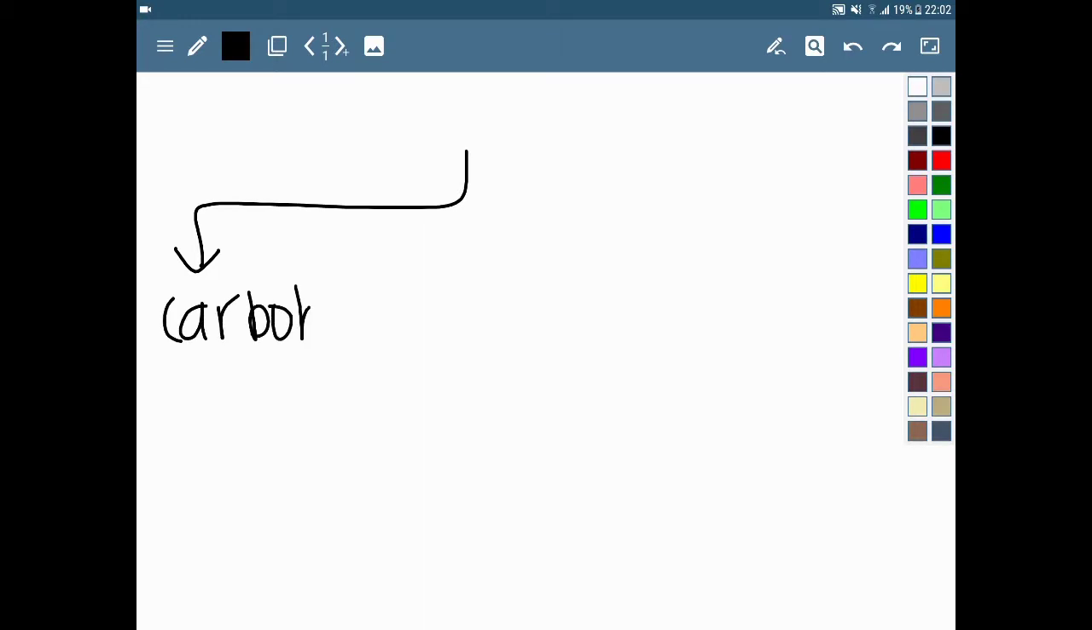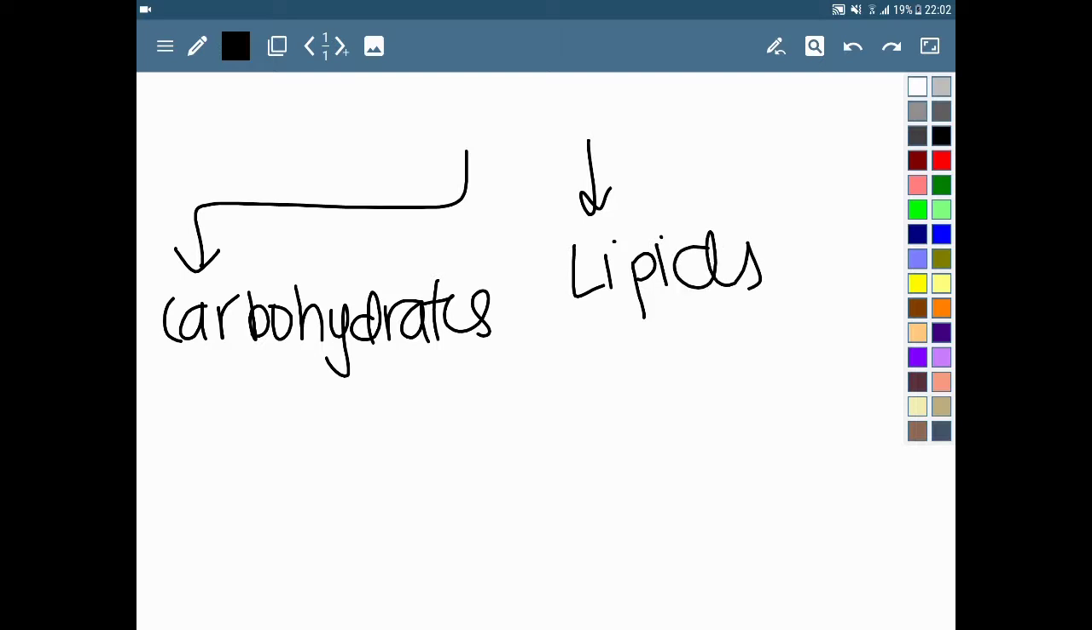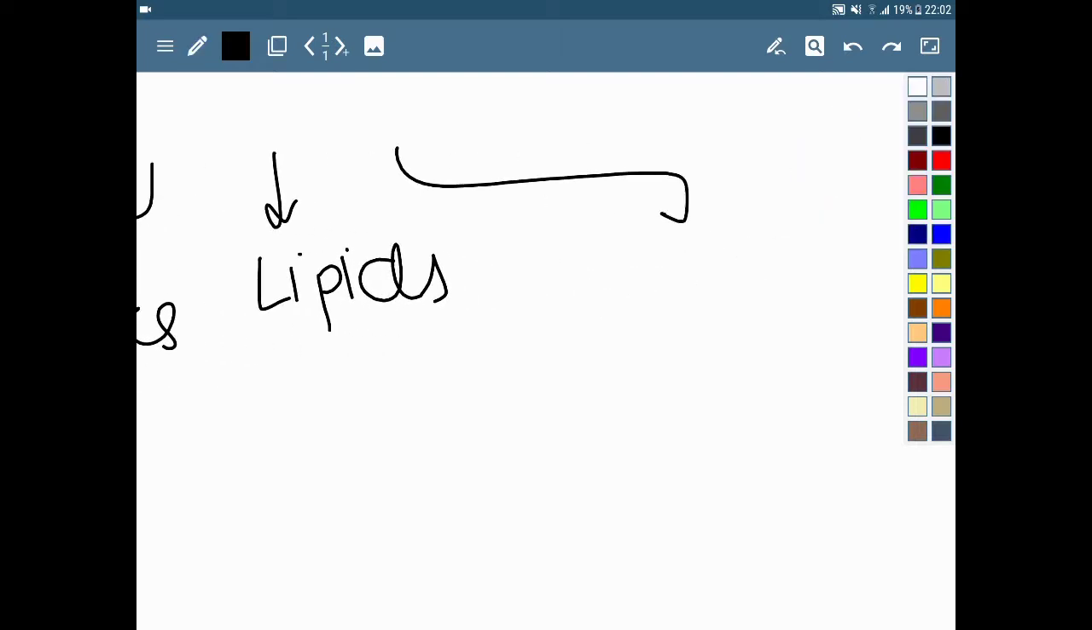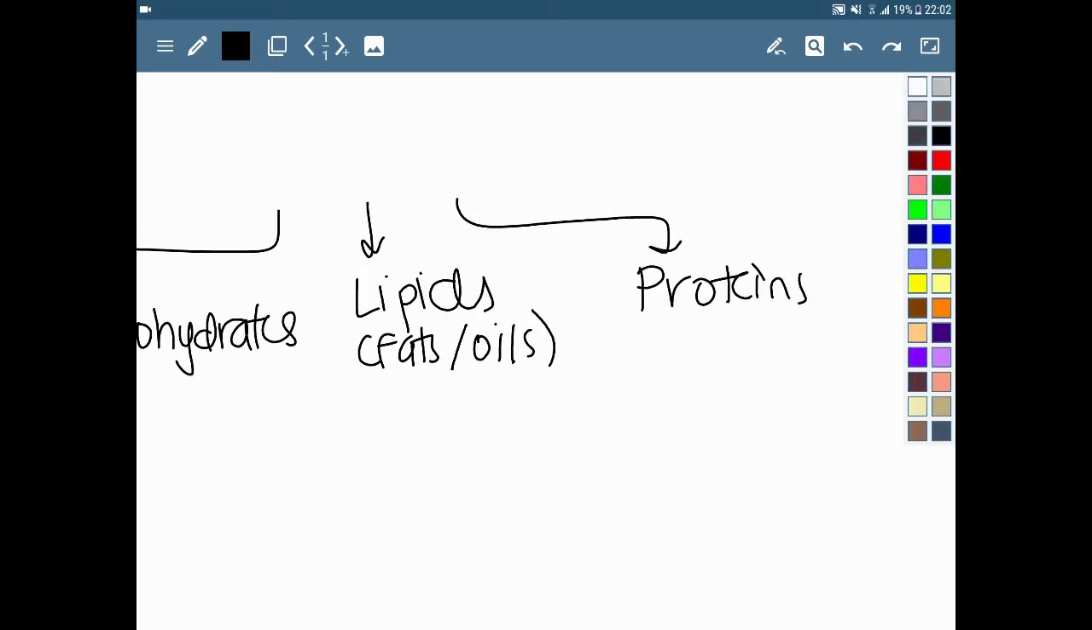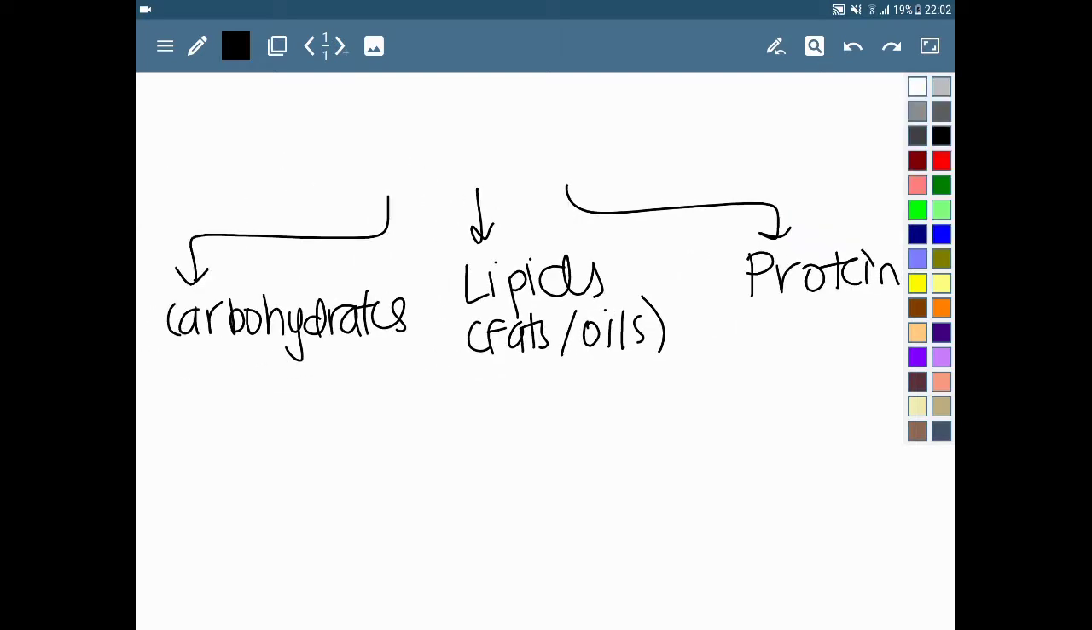carbohydrates, lipids. Lipids can also be called fats or oils, and proteins. Okay, so lipids can also be called fats or oils.